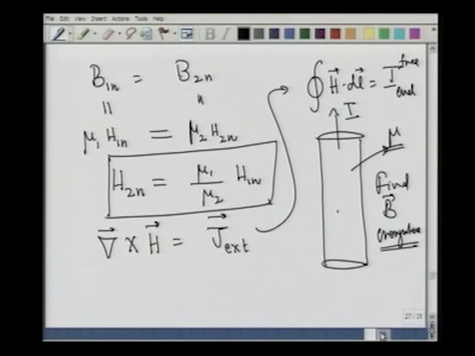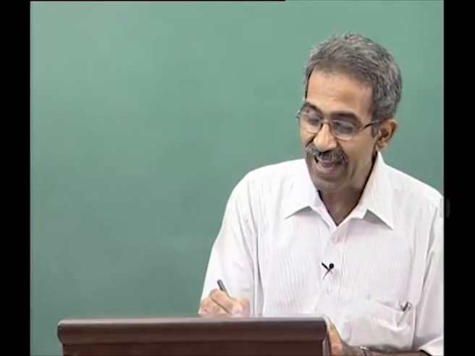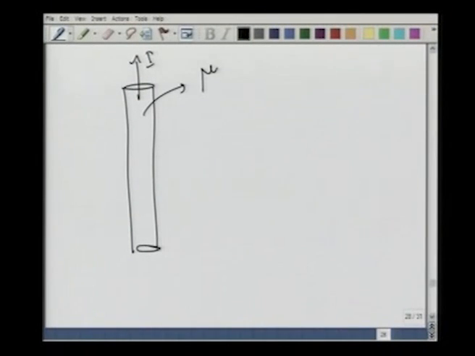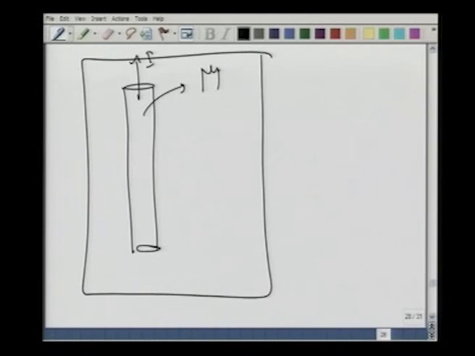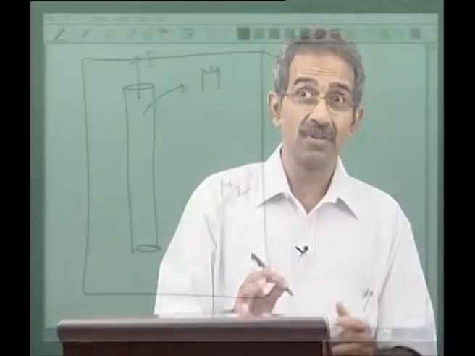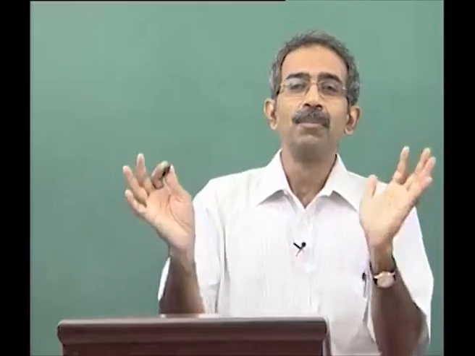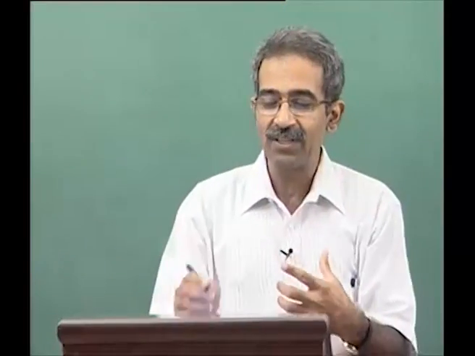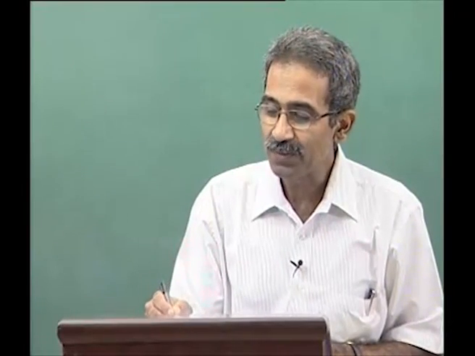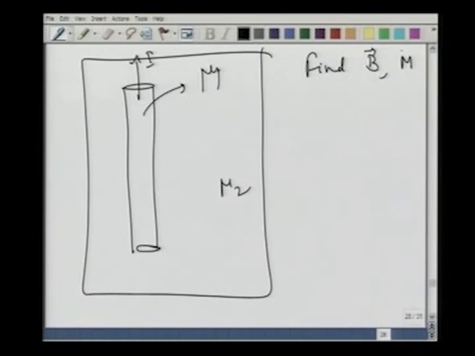Or if you want, I can make it a little more complicated. I will take a wire carrying a current I. It has a permeability mu1, and this whole thing is immersed in a medium which has a permeability mu2. So there is a wire, you dip it in an electrolyte, or the wire is surrounded by some medium, embedded in another medium with permeability mu2. We ask: find B, M, H and I bound everywhere. Make use of the boundary condition and find I bound everywhere.